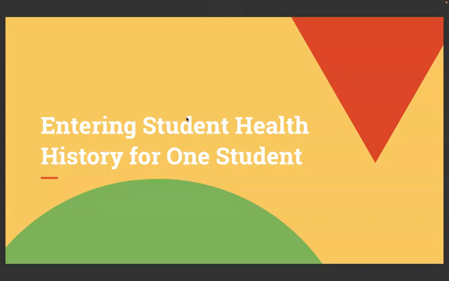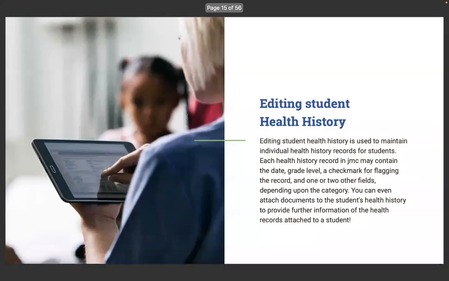Moving right along to entering student health history information individually. So this is one of those things we show you how to do in group, because that's probably the most efficient way, and that's how you're going to collect most of that student data and get that entered into JMC. But after you've done that, you might have to go back and individually edit individual student records.